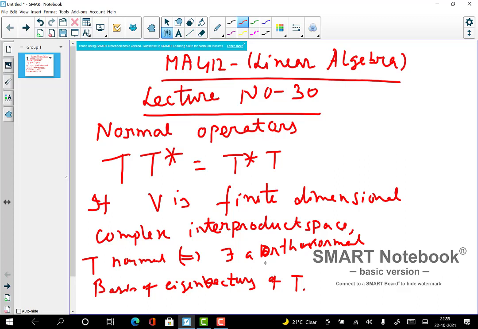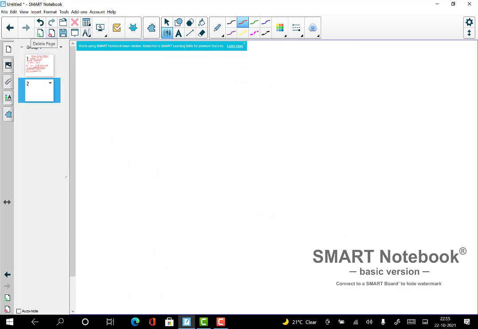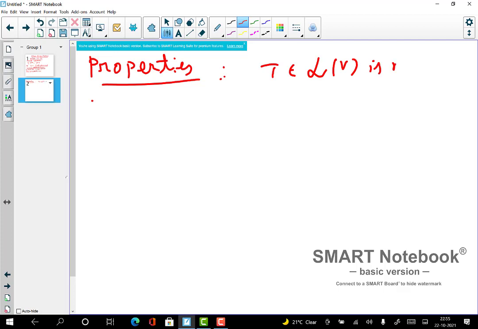Okay, so that is important. Recall that I used two facts: one is finite dimensional, one is complex inner product space. I will give some examples later on why these two are important. But before that, let us do some properties of normal operators, and then I will come back to the examples. So suppose I have an inner product space and I have a normal operator. So T belongs to L(V) and is normal. This is given to me, and then it has many properties.